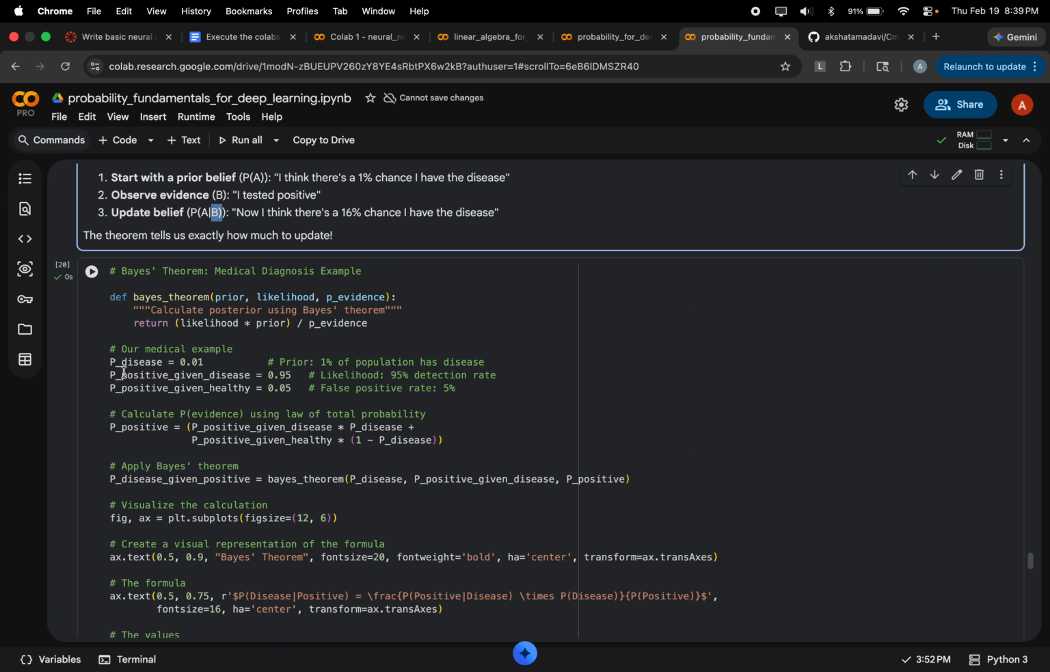So the prior of disease was 1%. The likelihood was 95%. And healthy was 5%. So the likelihood multiplied by the probability of disease, plus the healthy case, divided by the probability of healthy, which is 99%. So we got the probability. Now the posterior, the probability of getting the disease given the test came positive, is 16%.